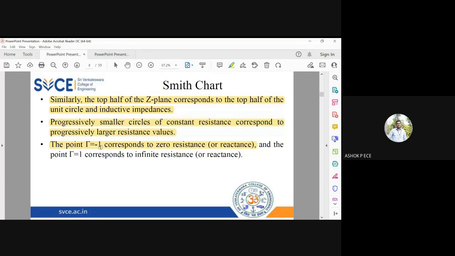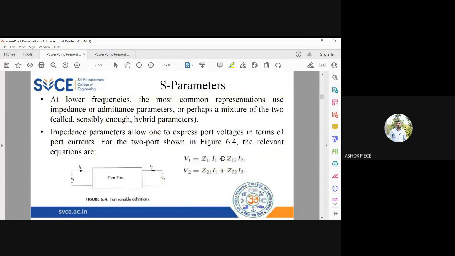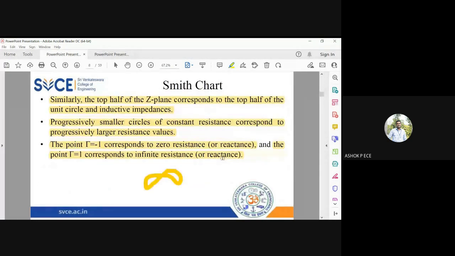So open circuit and short circuit are not ideally required for a circuit because they result in full reflection. 1 means 100% reflection, and -1 indicates reflection plus a phase shift. Okay, and tau equal to 1 corresponds to infinite resistance, or you can call it an open circuit. So for open circuit, 100% reflection. For short circuit, 100% reflection plus a phase shift of 180 degrees. So understand these basics. This is what is required in the Smith chart.